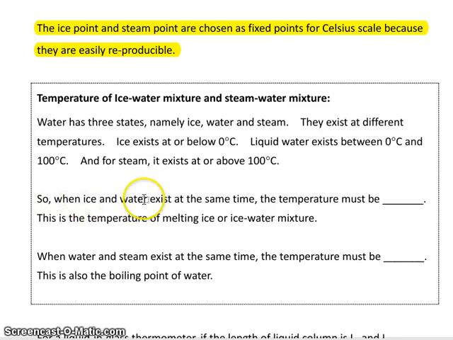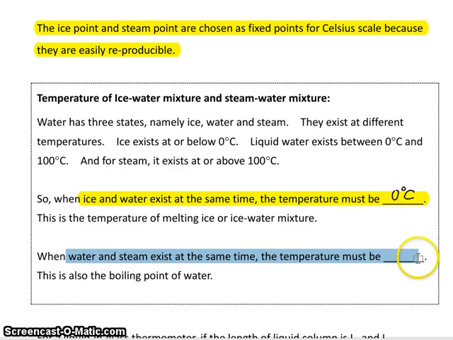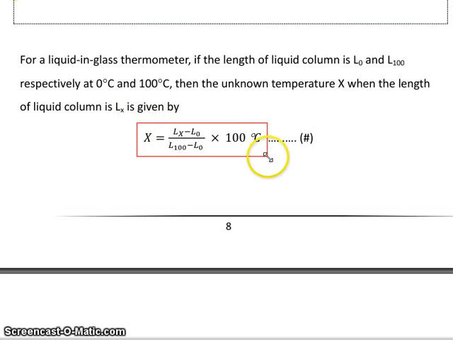You may also ask why, when ice and water mix together, the temperature must be 0 degrees Celsius. The reason is simple: ice only exists at or below 0 degrees Celsius, while liquid water only exists between 0 degrees Celsius and 100 degrees Celsius. In this way, there's only one temperature, 0 degrees Celsius, at which ice and water can both exist. Similarly, for water and steam to exist at the same time, there is only one single temperature, that is 100 degrees Celsius.